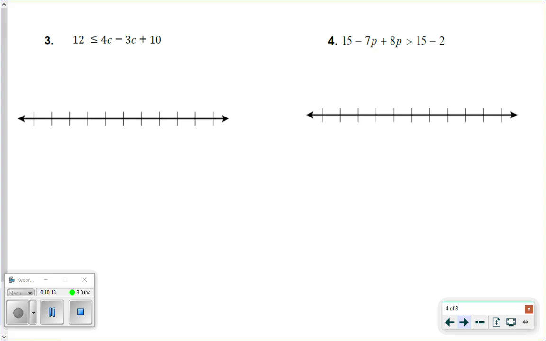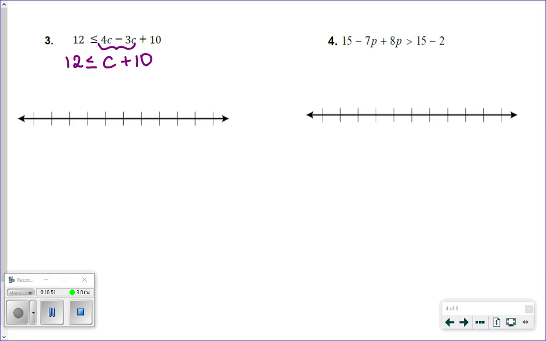Now, just like with the equations, we want to make sure both sides are simplified before we start playing that whole inverse operation game. So I want to notice right away that I have a couple of like terms here that I can clean up before I really do the work of solving. Okay, so I still have the 12 less than or equal, but I know that 4c and negative 3c is just 1c. All right, so I can bring those together and write that a whole lot more simply as just 1c, or c, plus the 10.